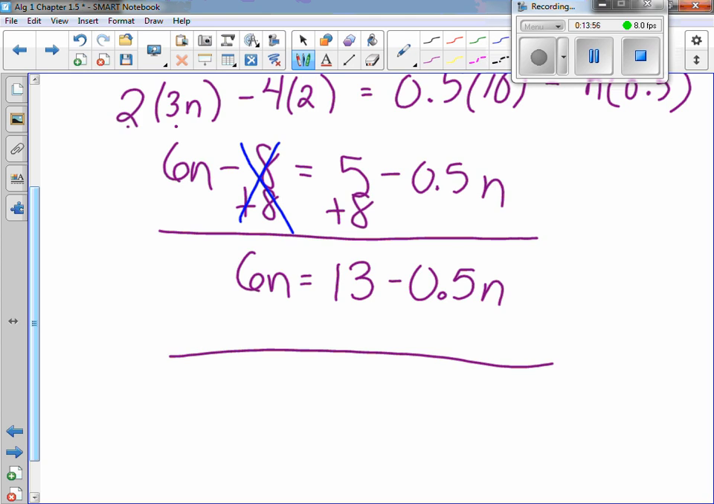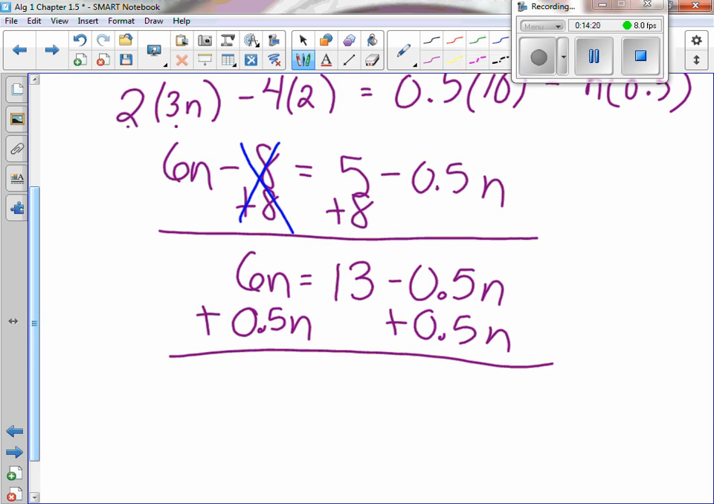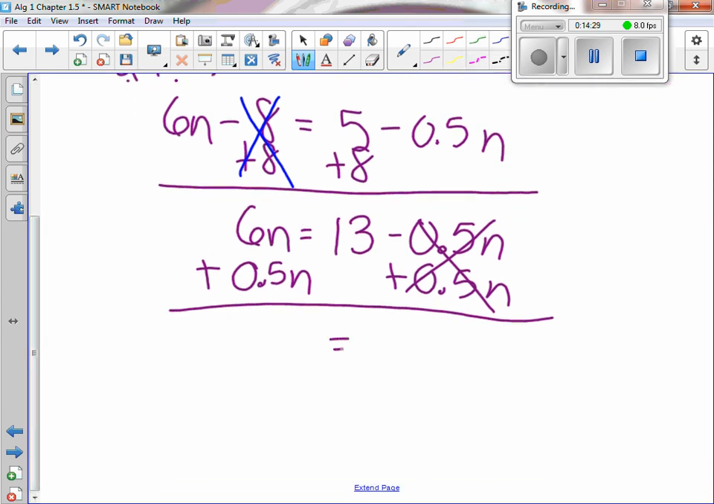So what do we need to move? We need to move the negative 0.5n. So how can I move it to the other side? So we add or subtract it? We would add. Since this is negative, negative 0.5 plus 0.5 would be 0 because they cancel out on opposite sides. So on the right side, we're left with 13. Now 6 plus 0.5, if we type that in, we should get 6.5.